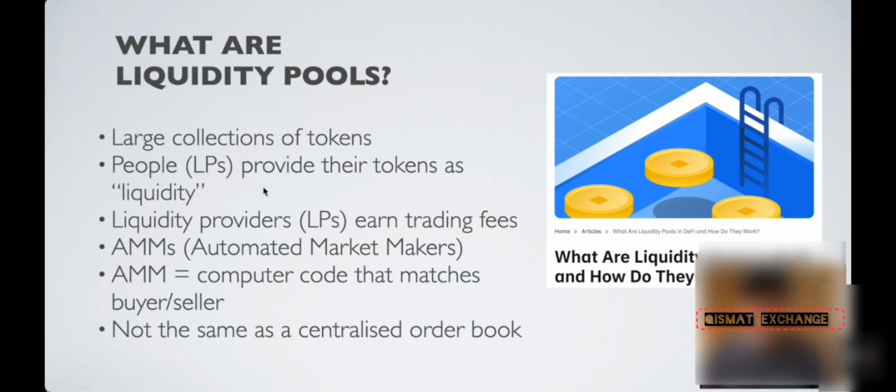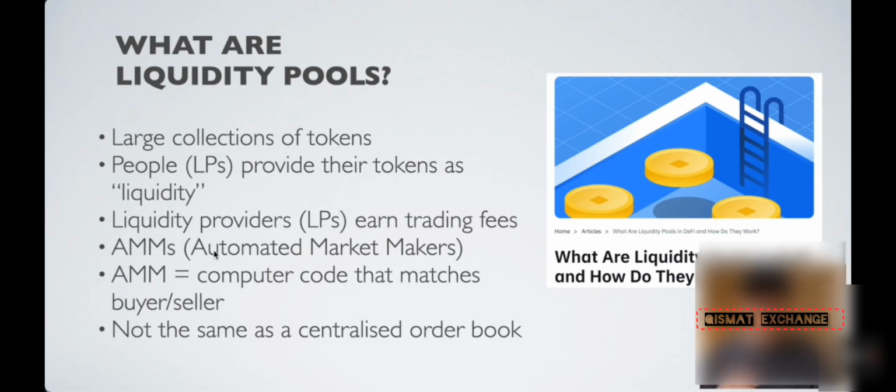So you have other people, and these are called LPs or liquidity providers, and they provide their tokens or just literally give their tokens into the pool to provide liquidity for other people that want to swap. The reason they do that is because they earn fees. Liquidity providers or LPs earn trading fees, and this is great. So you can actually earn fees yourself. If you have some coins, you can put them in the pool and you can earn some exchange fees, which is really great.